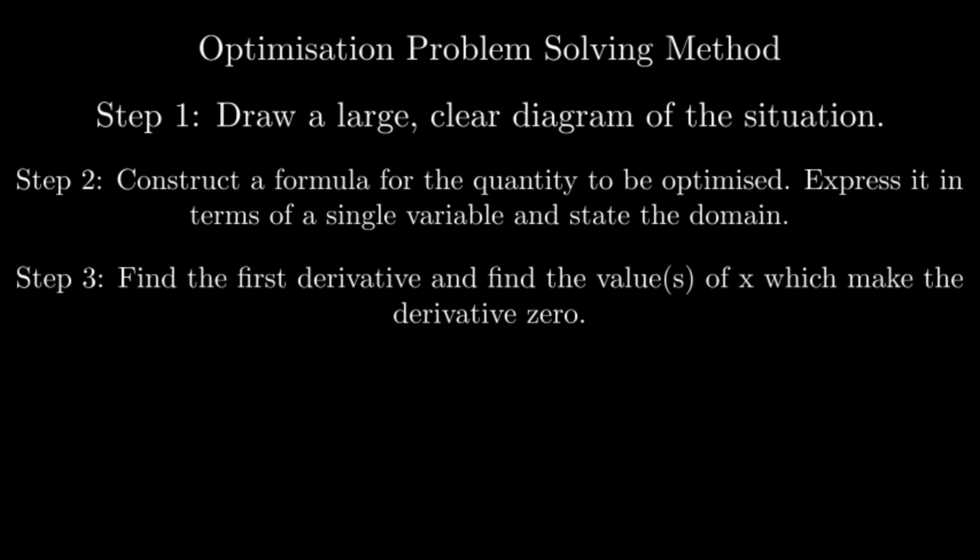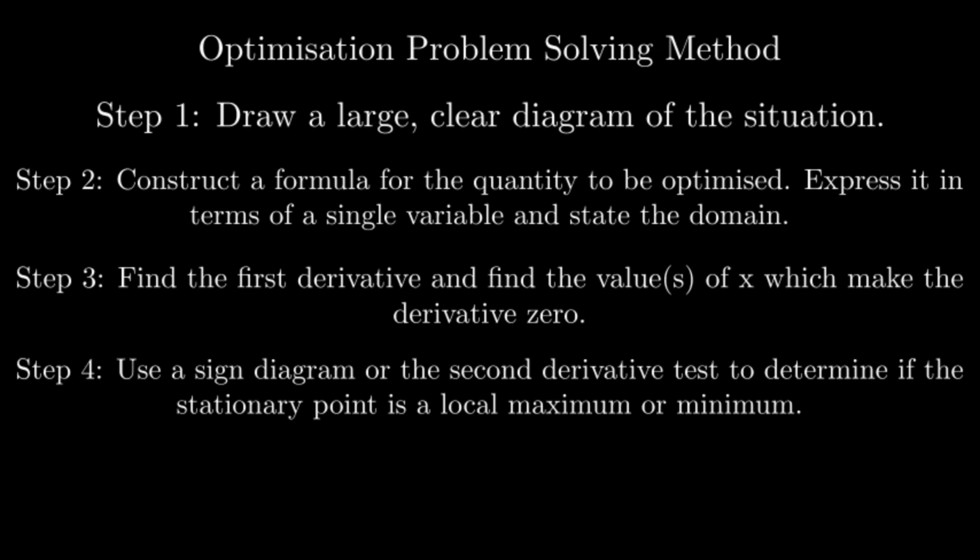Step 3. Find the first derivative of your formula. Then set that derivative equal to 0 and solve for the variable. This gives you the stationary points. Step 4. Test your stationary point. You can use a sign diagram for the first derivative to see if the slope changes from positive to negative for a maximum or negative to positive for a minimum.